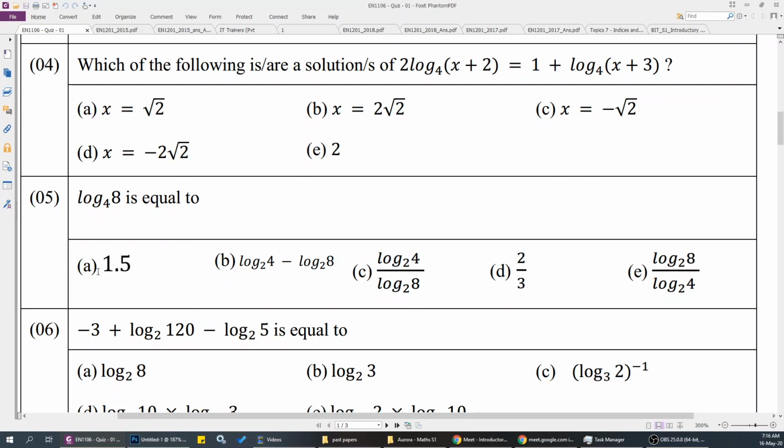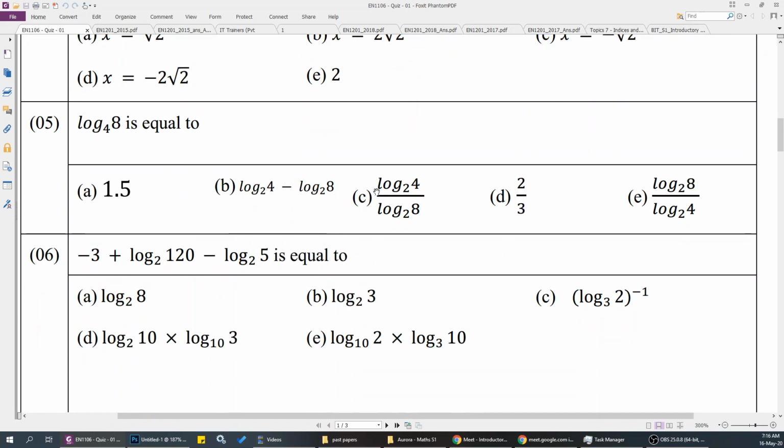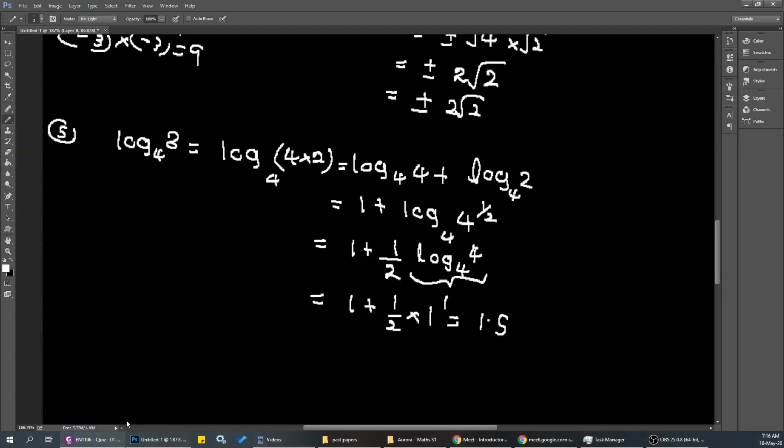So is our answer 1.5 there? Yeah, the answer is true. Are we going to go to the next question, thinking that we have finished question 5 here? No, we are going to see other options as well and see if we can find any answers there. Now see, answer B is log of 4 to the base 2 minus log of 8 to the base 2. You are going to have to evaluate these as well.